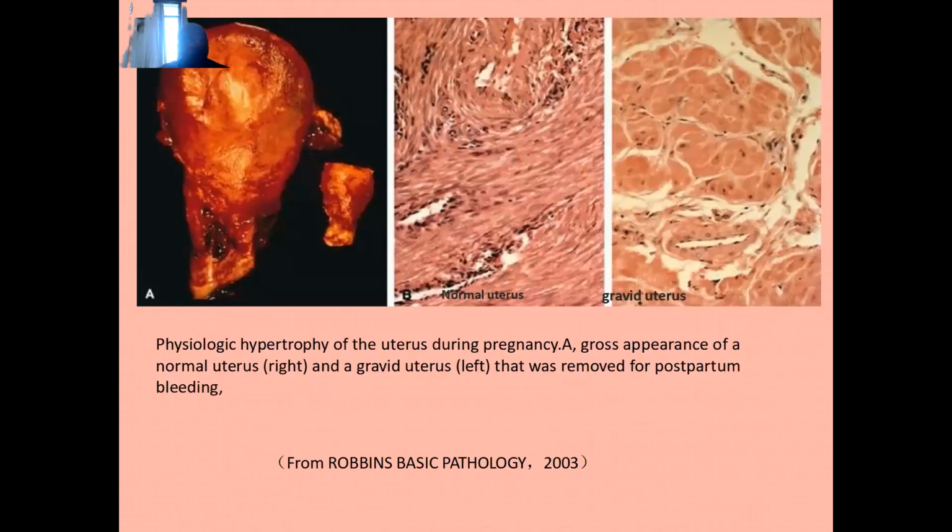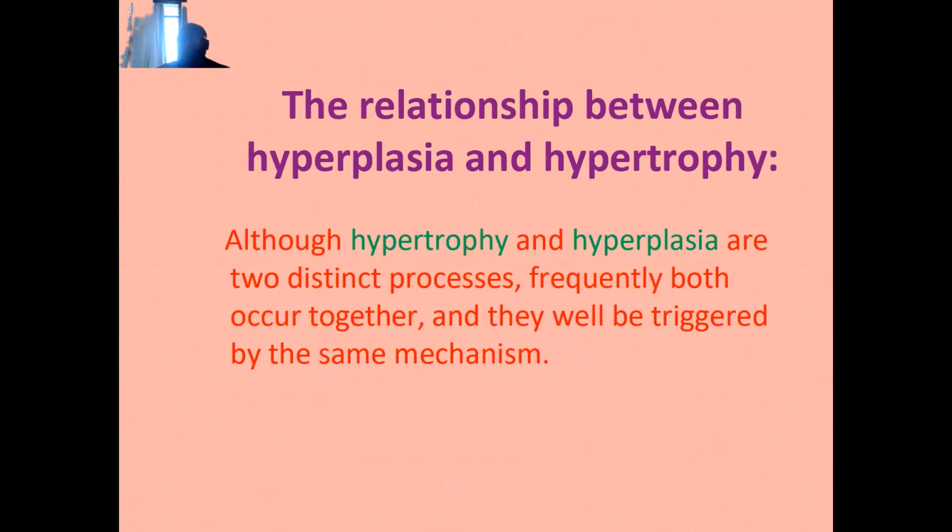There is another one, which is physiological hypertrophy of the uterus during pregnancy. You can see number one is a big uterus because of pregnancy, and the gross appearance of an abnormal uterus is B. But you can see C is a gravid uterus. You can see the cells are big because they have to enlarge. So the relationship between hyperplasia and hypertrophy is that although they are two distinct processes, frequently both occur together and they are triggered by the same mechanism.